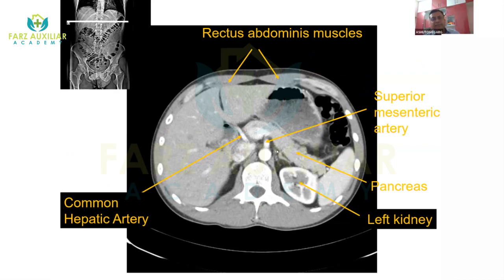This is pancreas, and now there is a small structure coming out from the aorta. This is superior mesenteric artery, and the left kidney is quite visible. Cortex and medullary differentiation are there. This is spleen, splenic flexure of the colon. This is stomach, and this is the left lobe of the liver, right lobe of the liver.